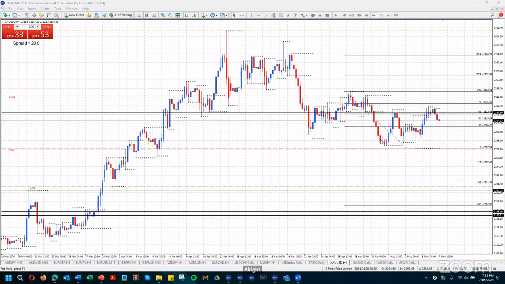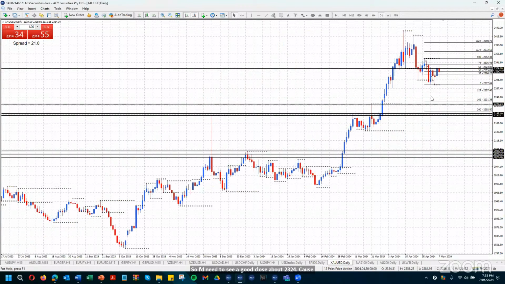All right. So Azu, you're saying you're gold, you're bullish. Well, sure, it can go higher. The weekly trend is up for sure, but it doesn't like 23.24. So I'd need to see a good close above 23.24 because at the moment it can't. That's to turn bullish. It needs to close above 23.24.